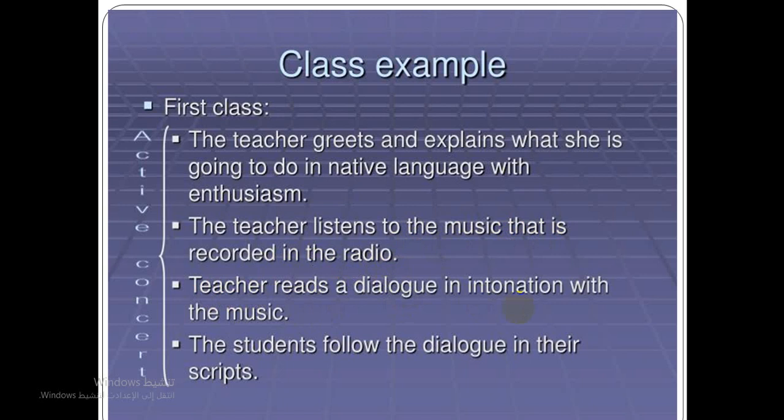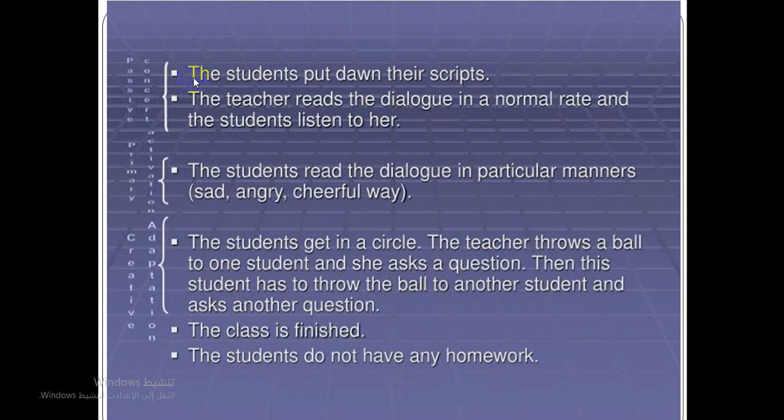In the second stage, students put down their scripts. The teacher reads the dialogue at a normal rate and the students listen to her. After that, students read the dialogue in particular manners: sad, angry, cheerful, using different intonation. After that, the students get in a circle.